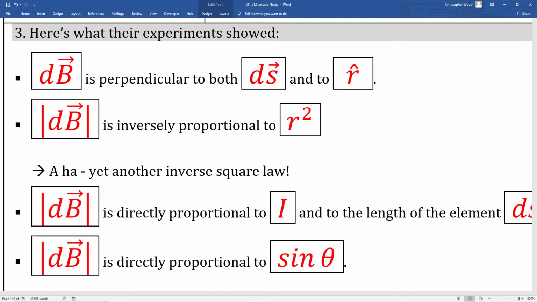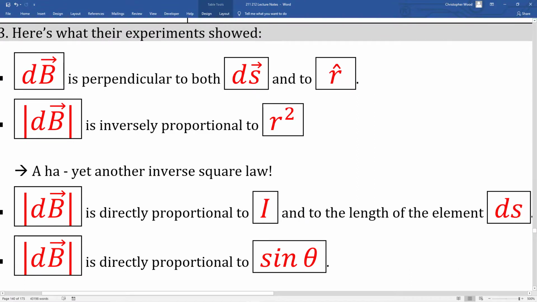When a current flows through a wire, a magnetic field is created. This magnetic field has a particular orientation with respect to the ds vector and the r hat vector. The strength of this magnetic field is inversely proportional to the square of the distance between the point you're investigating and the source of the magnetic field. This is yet another inverse square law.